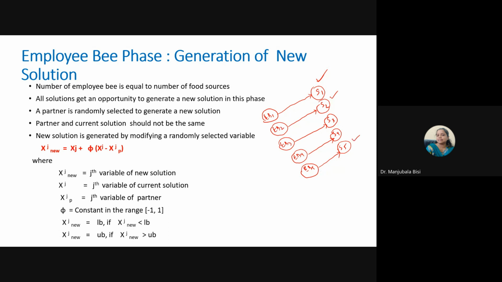For doing that modification to the existing solution, we want some mathematical function. As in the previous algorithms we have seen, we are trying to change all the decision variables' values.